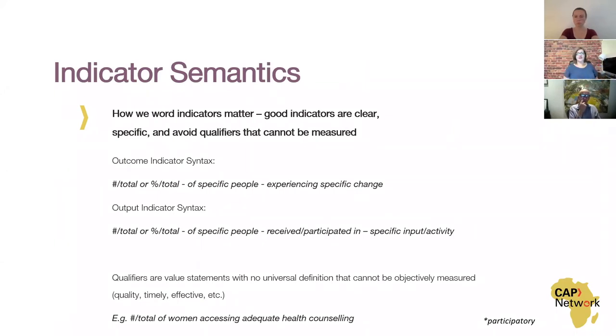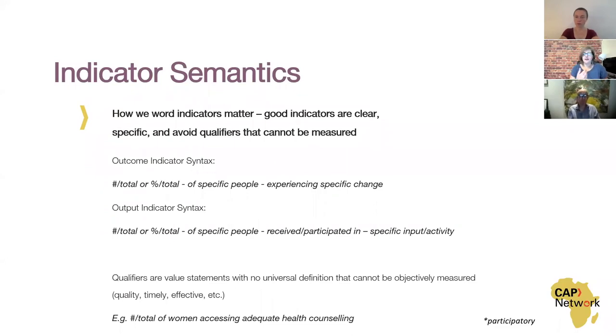The semantics of indicators. There are specific ways of wording indicators. If you're working with a large scale funder, you might find that funder has a particular requirement about how you structure indicators. Generally speaking, though, what you're going to want to do is to be specific about who's being impacted and what the change is that they're experiencing. Generally, it's expressed as a number over total or percentage of total, the total being the total beneficiaries in the project, the total number of people that you are targeting through your project activities.